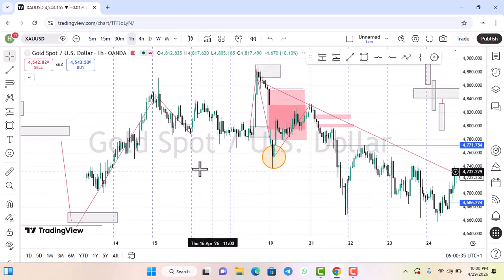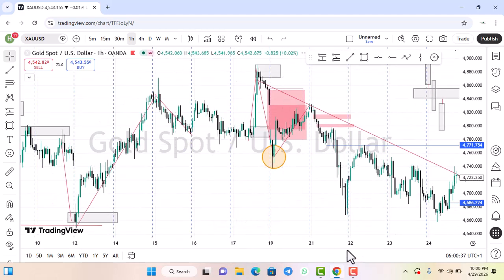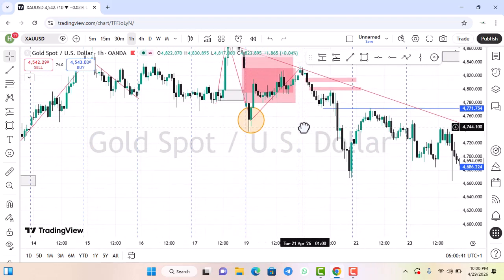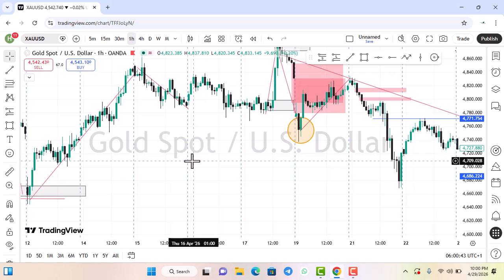But right now, you are dealing with the framework. You are dealing with the framework which reveals the narrative of the market. And we are using ICT concepts so that you can easily understand the behavior of the market, right?